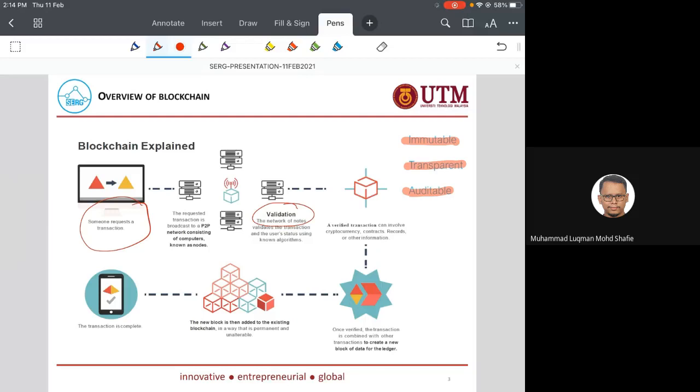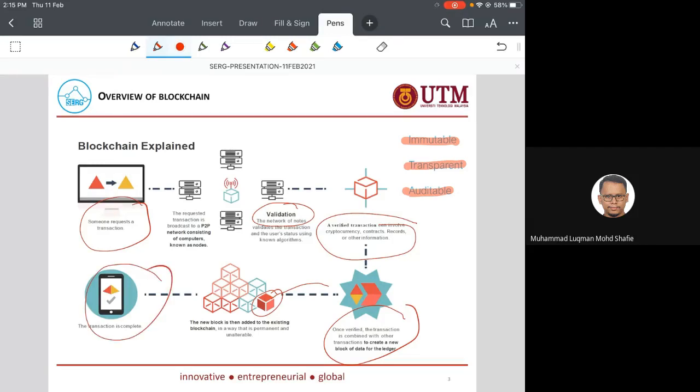Okay, once the transaction is verified, either block, currency, smart contract, record, and so on, they will create a new block of data of the ledger. We call this the distributed ledger. Inside the ledger we have a number of blocks. Once successful, the block will be put into the chain. That's why we call it a blockchain, and then the transaction is complete.